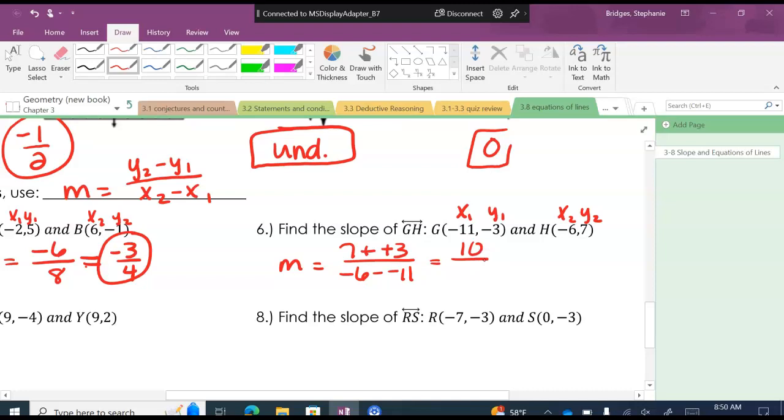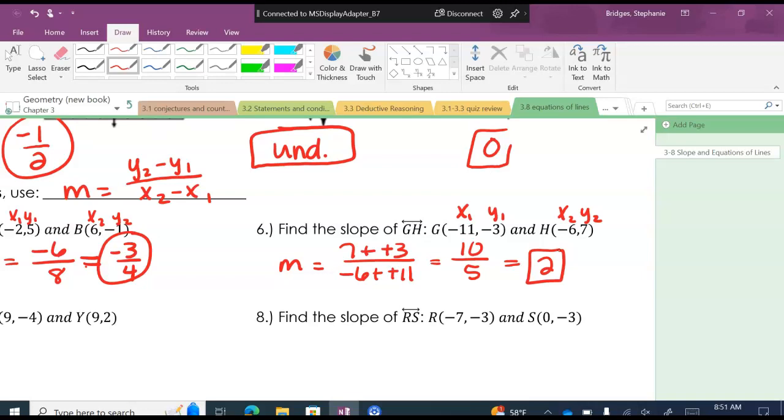And then in the denominator, -6 minus a -11, that turns positive again. What's -6 plus 11? 5. And what does 10 over 5 reduce to be? 2. So my slope is 2. Would it be okay to leave that as 2 over 1 as well? Yes. Is everybody okay with that?